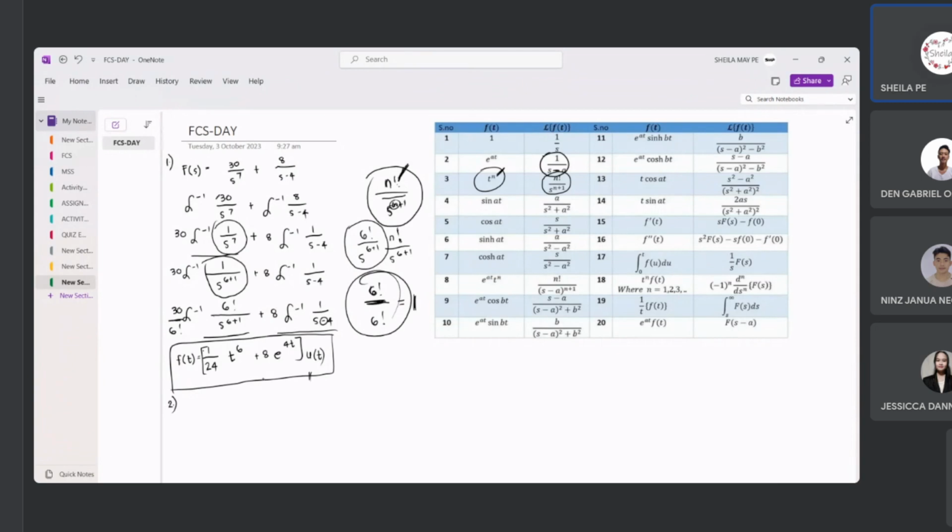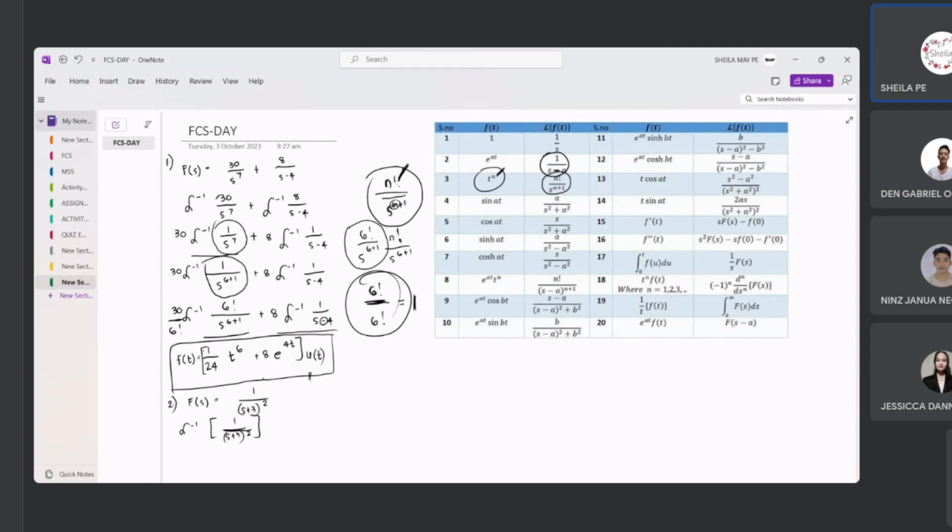okay, so if we have F of s equal to 1 over s plus 3 raised to the power of 2. So we have 1 over s plus 3 squared. Okay, we need to have the inverse Laplace of that one. Okay, so we have 2 transforms for this one, class.